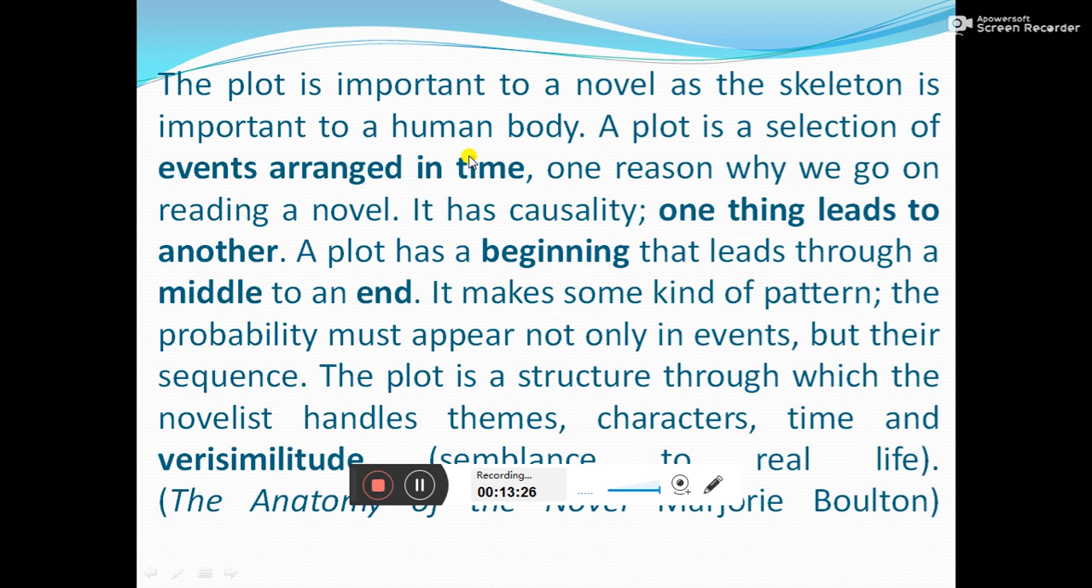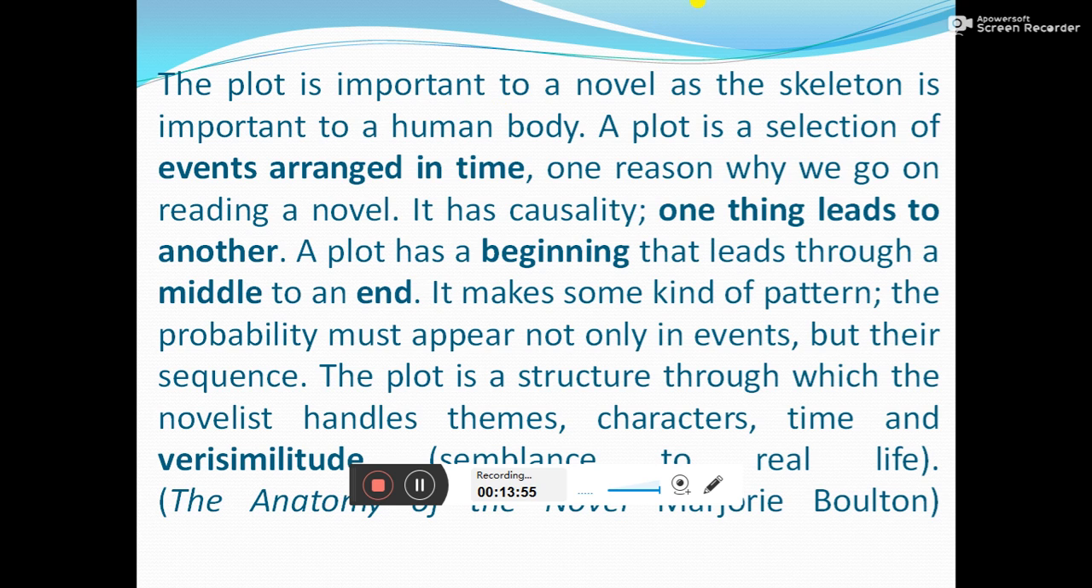Without the skeleton, we are just a heap of flesh and bones. If those bones are not connected to each other, and if they do not make a particular structure, we are just a heap of flesh and bones. Therefore, the skeleton is important to a human body. In the same way, the plot is important to a novel.